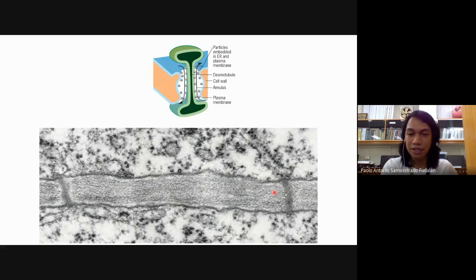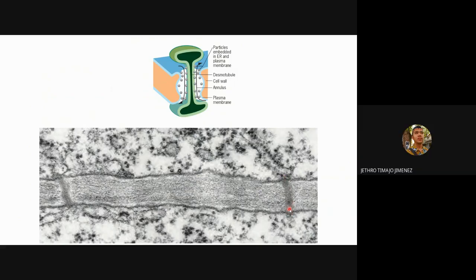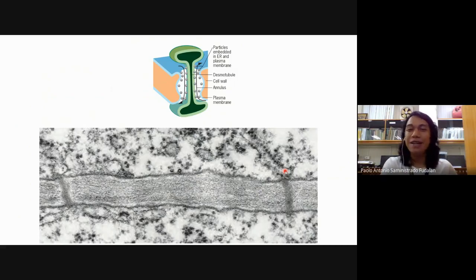You can see here the cell wall, and you can just see here these gray lines, regions. They allow communication between one cell to the adjacent cell in plant cells. So how do we call this channel? Plasmodesmata, sir. All right, so plasmodesmata. What is their equivalent in animal cells?